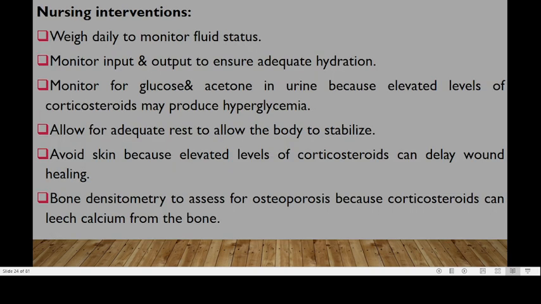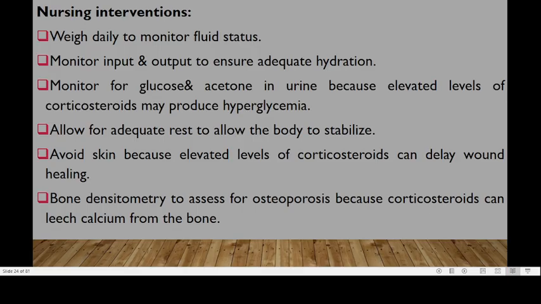Nursing interventions, you need to weigh the child daily to monitor fluid status. You monitor the child's input and output to ensure adequate hydration, monitor for glucose and acetone in urine because elevated levels of corticosteroids may produce hyperglycemia. Allow the child have adequate rest to allow the body to stabilize.